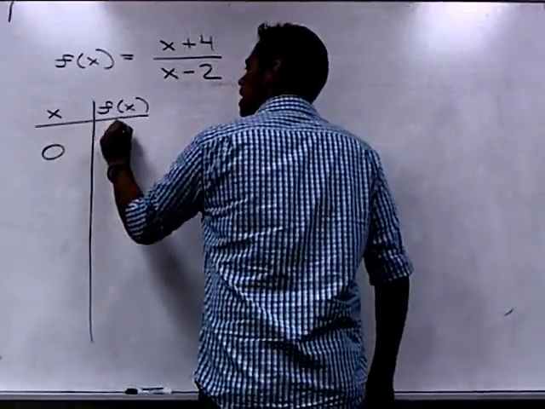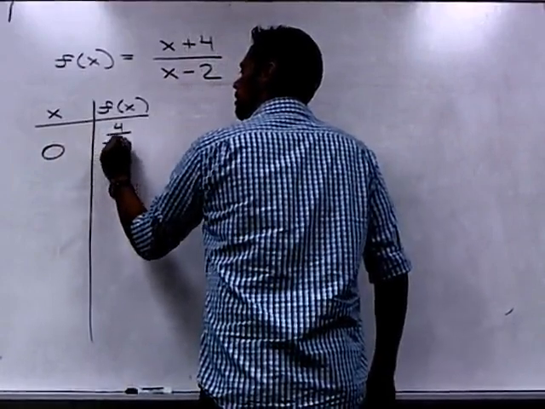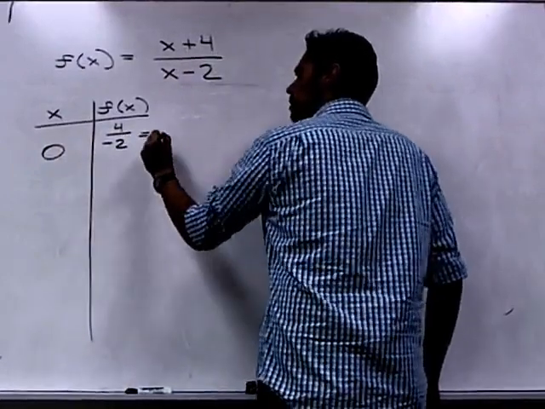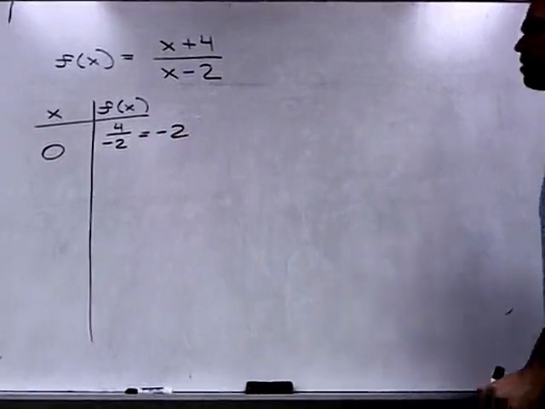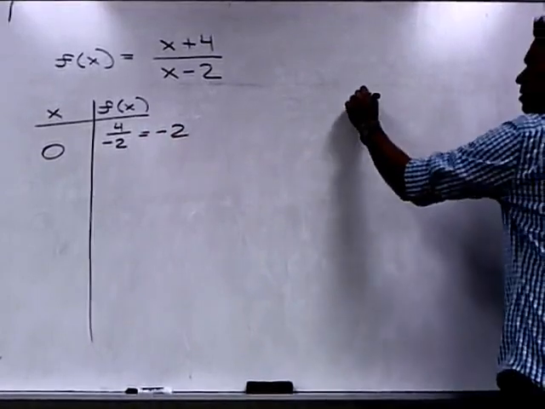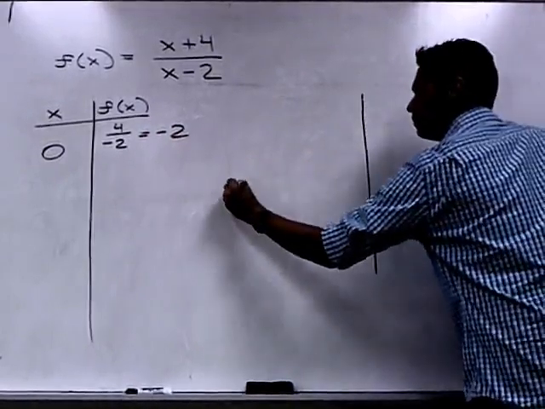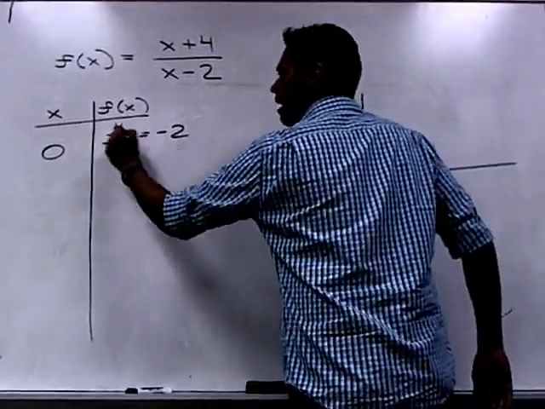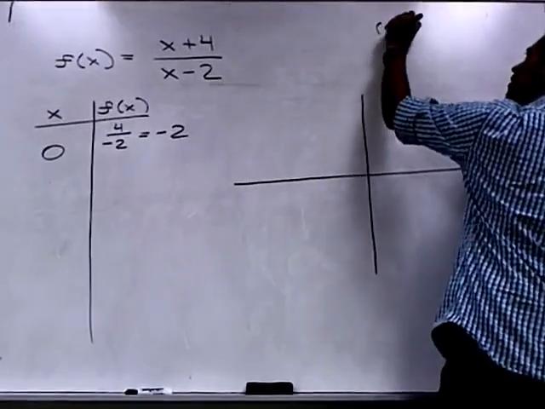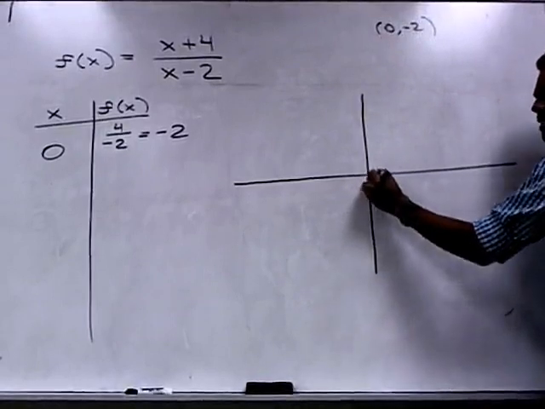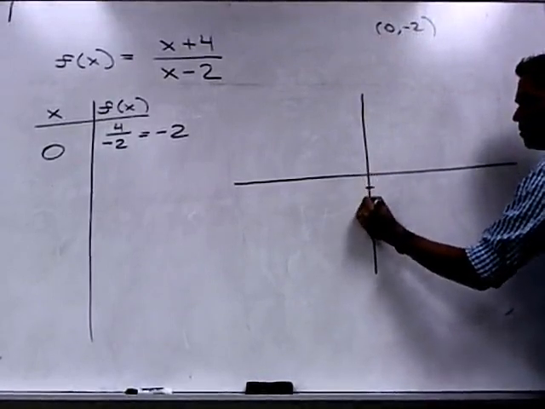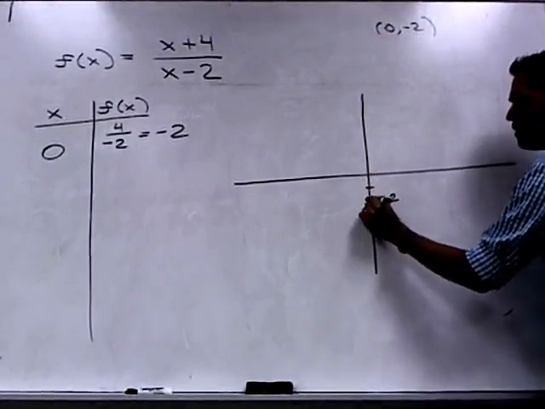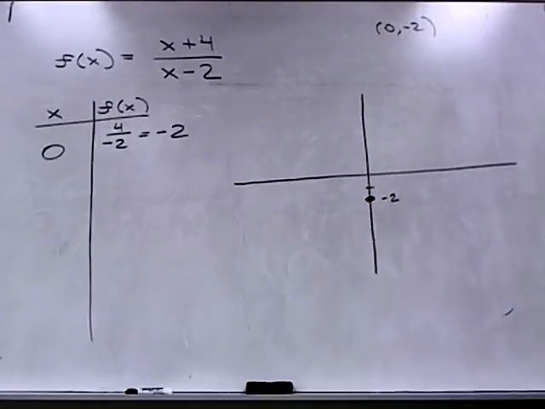I get 4 on top and -2 on the bottom. What's 4 divided by -2? -2. So I could start a graph now. Let me try and start my graph over here. I know that when I plug in 0 for x, I should be at -2. So this is like a point, right? I'm talking about the point (0, -2). So that means I don't move left or right, but I go down 2. And I should have a point that lives on my graph like that.